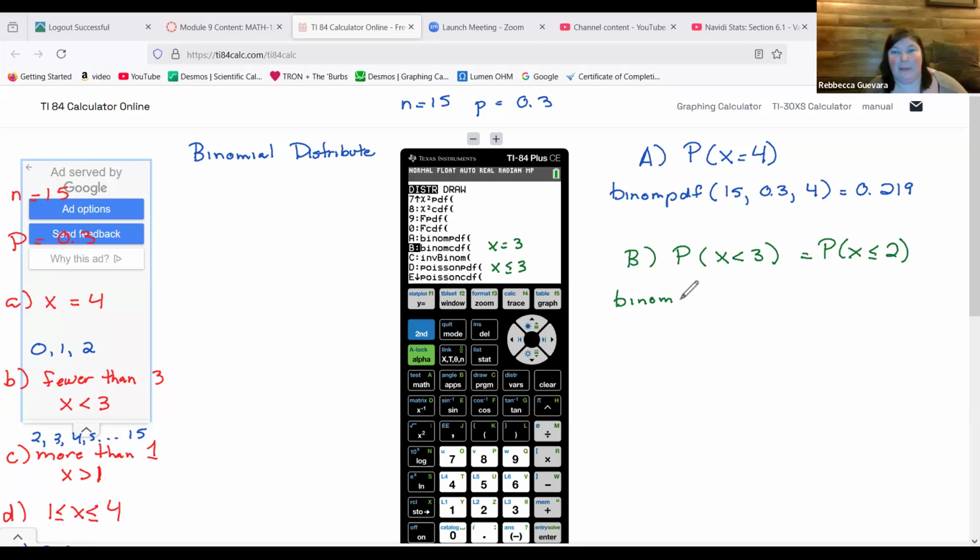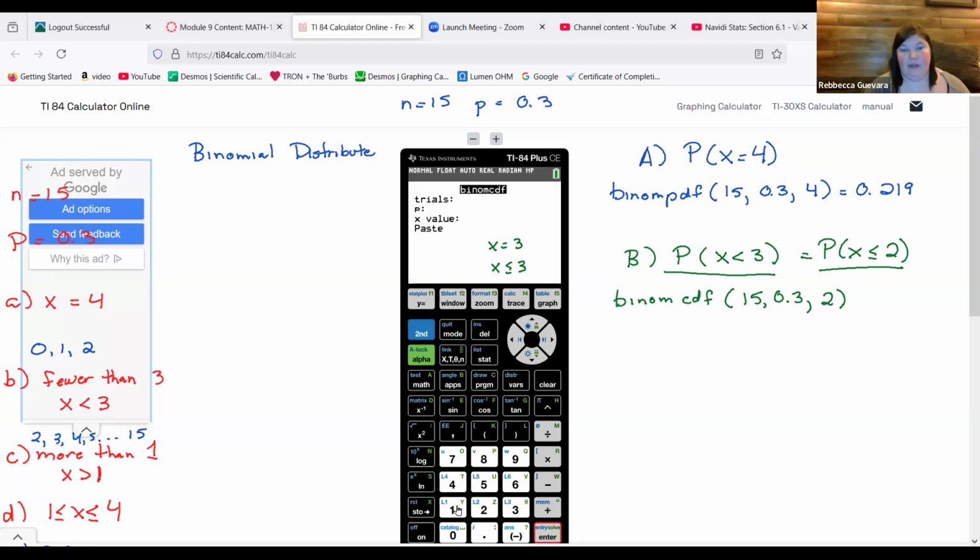So we'll end up selecting that binom CDF. And we still have 15 trials. We still have a probability of 0.3. And this time what we're going to enter in is just that 2, because it's going to tell me the probability of 3 or less, which is the same as X is less than or equal to 2. Like I said, this only works because of the discrete variables. Do not try this later on when we move into continuous distributions. 15 trials, 0.3, and now we're looking at 2.